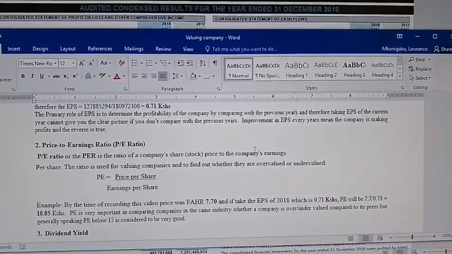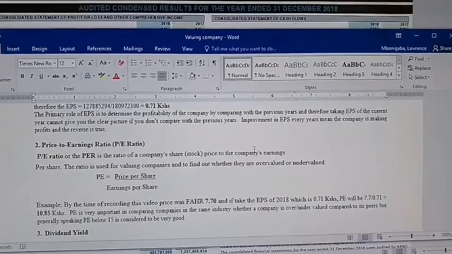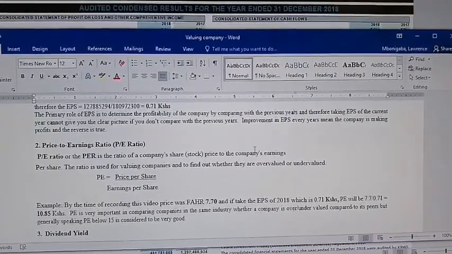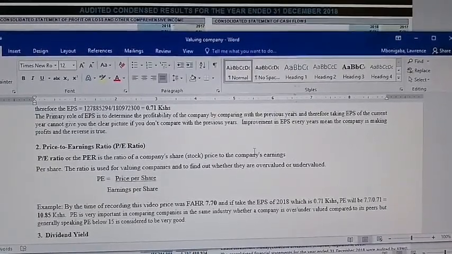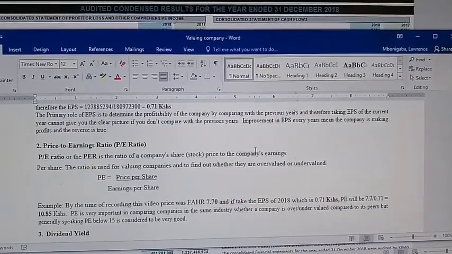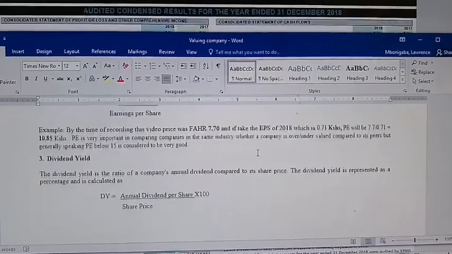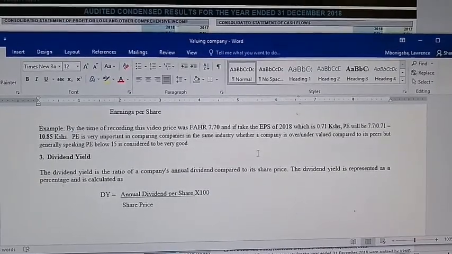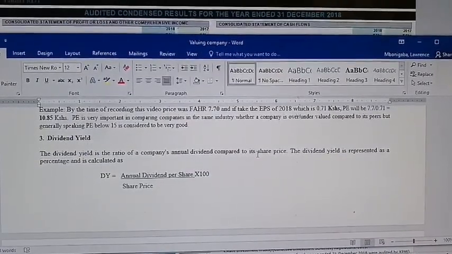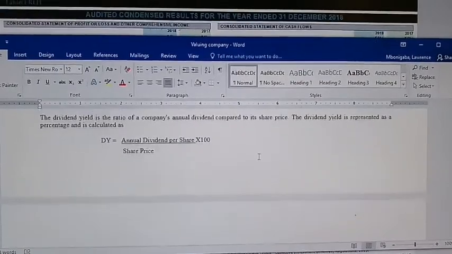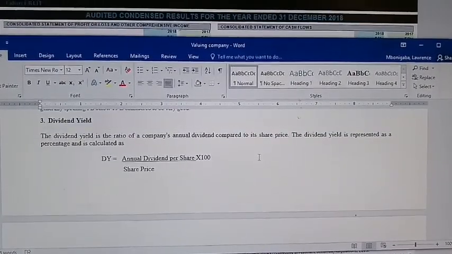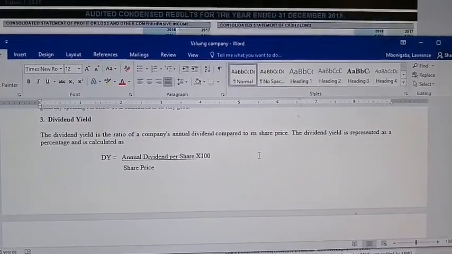So if the price is above the current book value, like over one, it means the share price is more than its current value. It means it is overvalued. So that's what it means in theory. But what about the real terms?